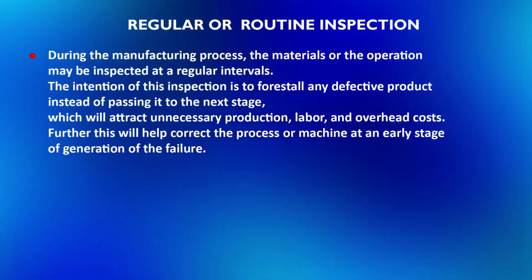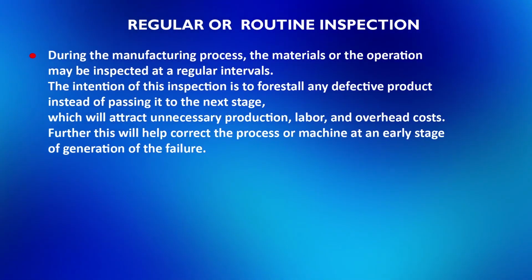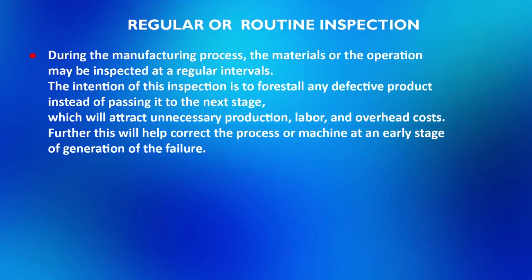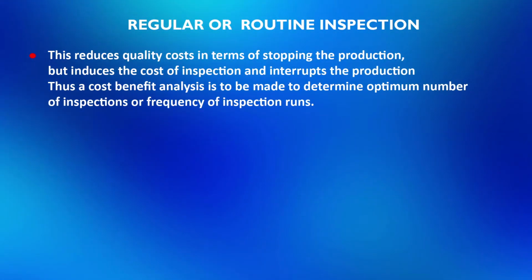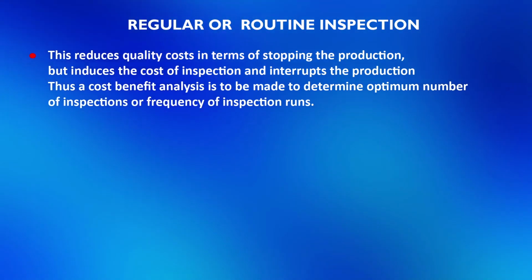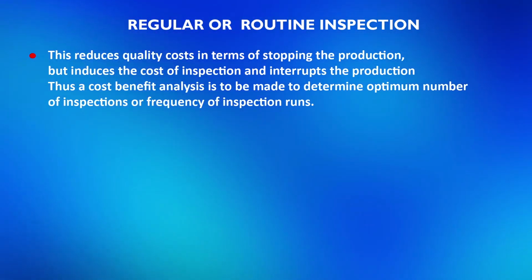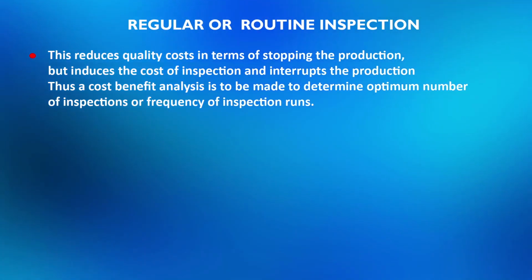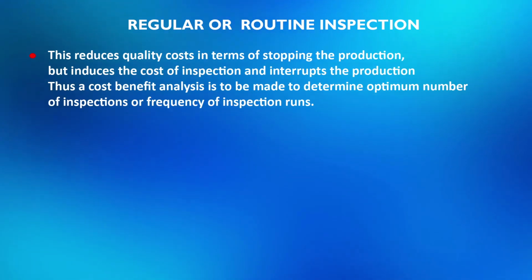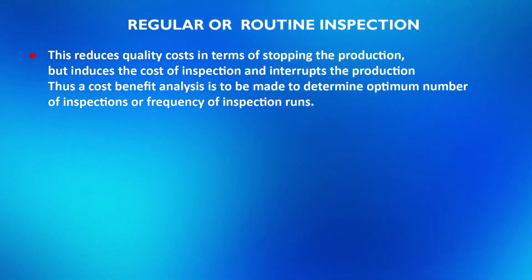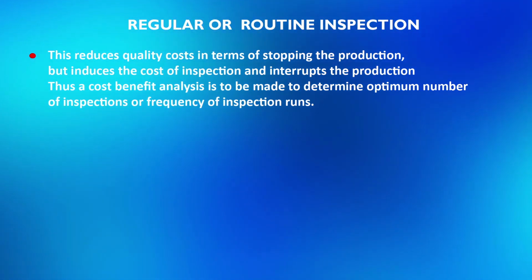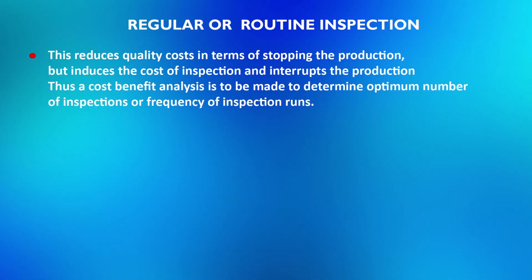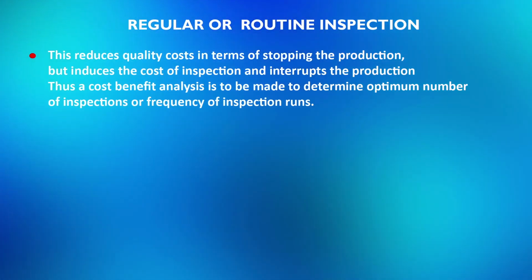Further, this will help correct the process or machine at any stage of generation of the failure. This reduces quality cost in terms of stopping the production, but incurs the cost of inspection and interrupts the production. Thus, a cost benefit analysis is to be made to determine the optimum number of inspections or frequency of inspection runs.